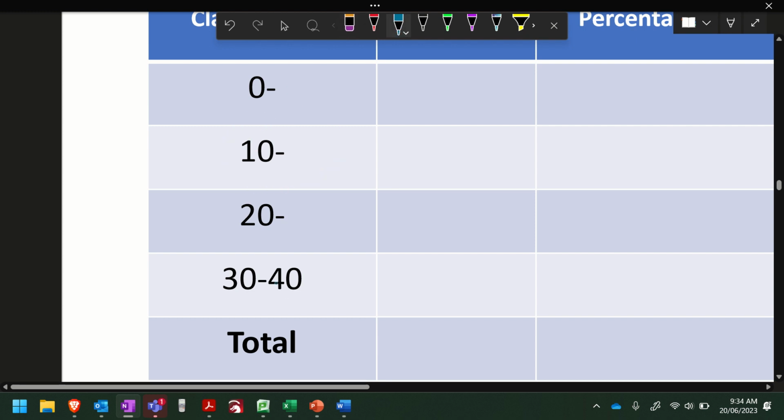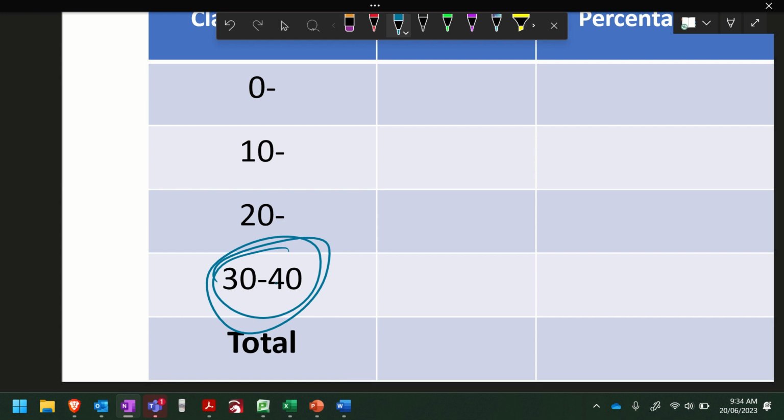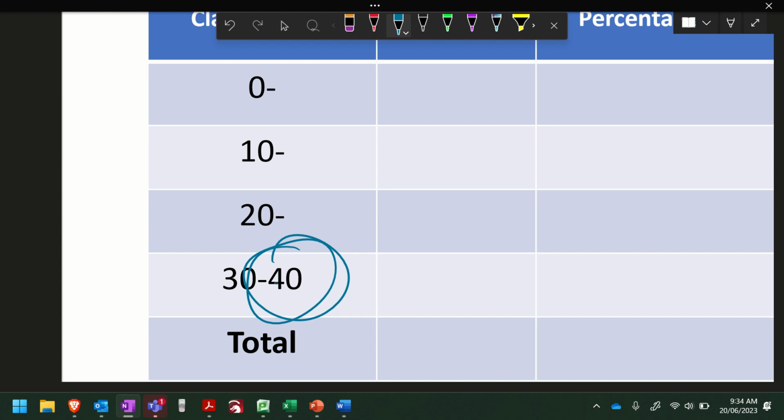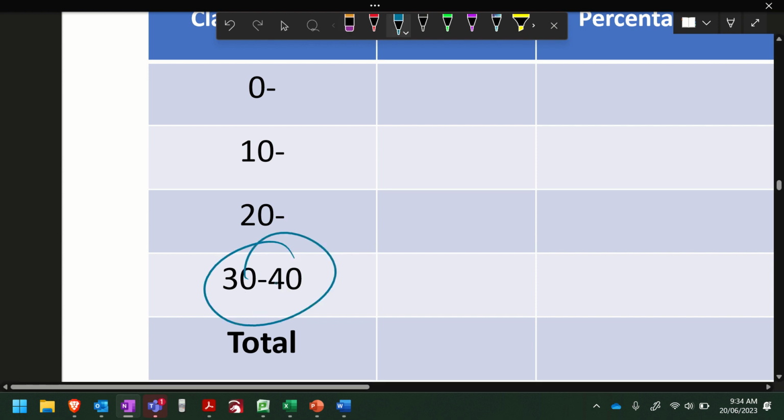This one here means 10 up to the number just below 20, which is 19. And this one will be 20 until the number below 30, which is 29. Now you notice that the last one just says 30 to 40. They always do it in the very last one only, because there's probably nothing above 40 after that. So they just finish it off at 40.